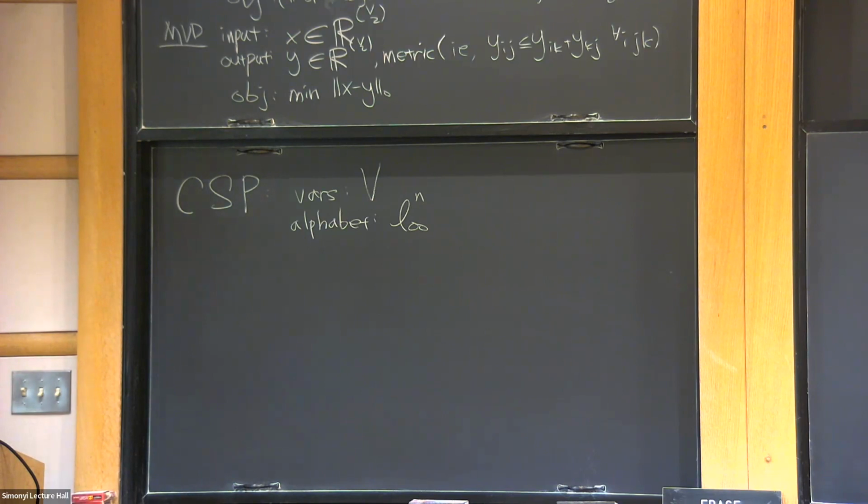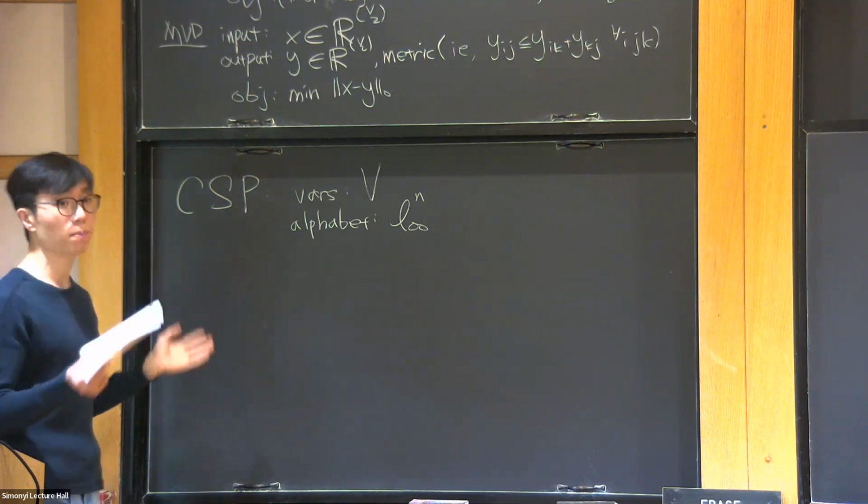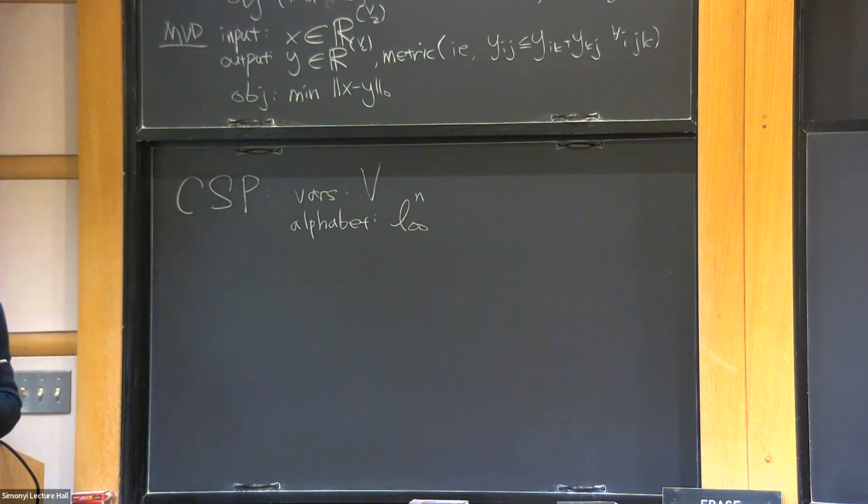If they are the same, then the constraint between i and j is satisfied. If they are not the same, then the constraint between i and j is violated. So in that interpretation, all we are trying to do is to minimize the number of violated constraints. In that sense, it's just like CSP on a complete graph, which is a kind of well-studied object.